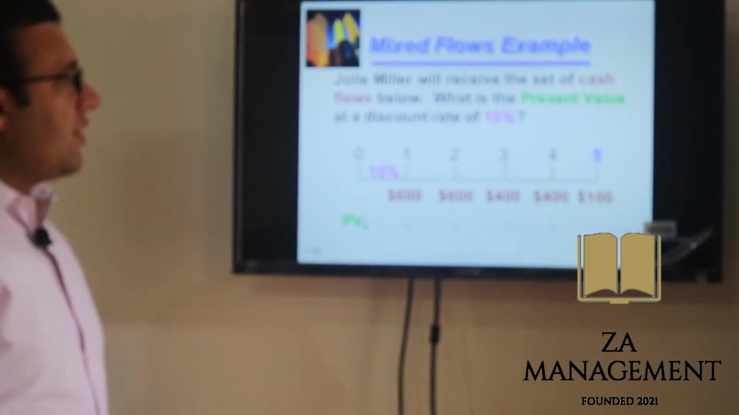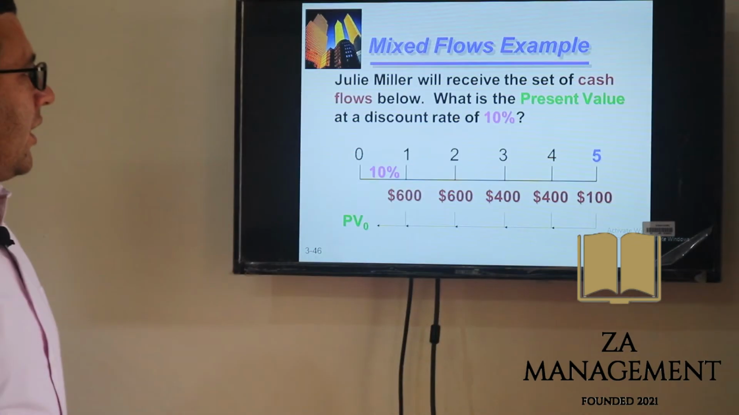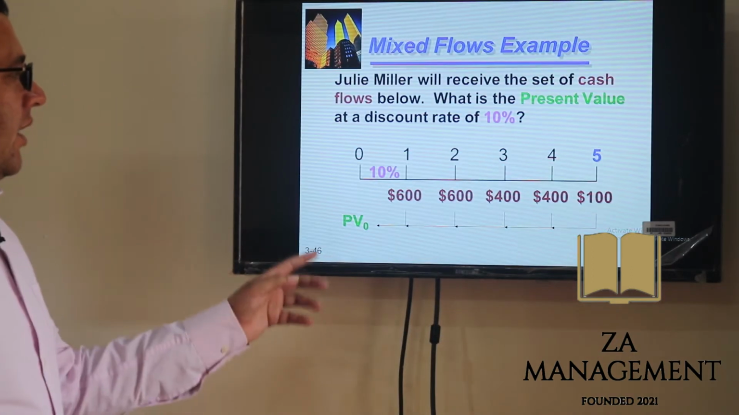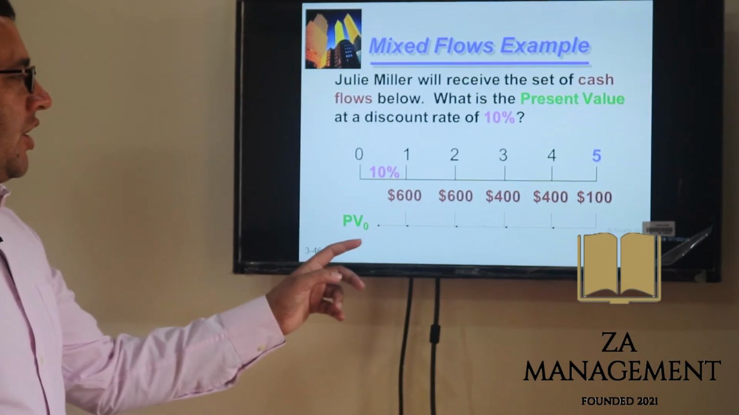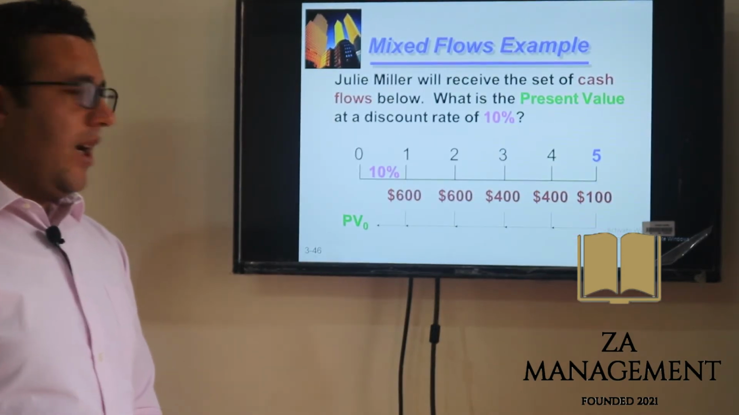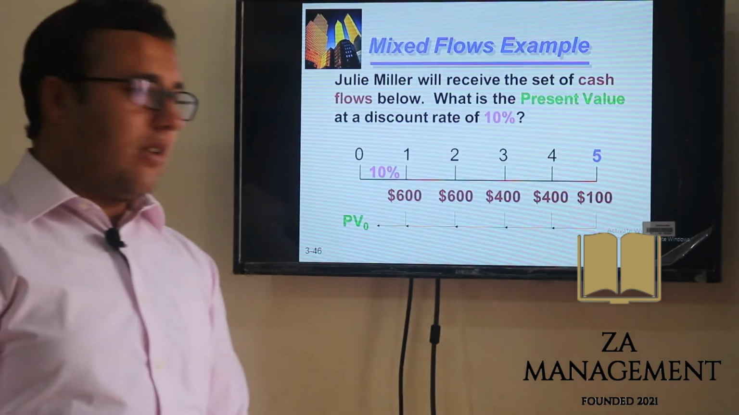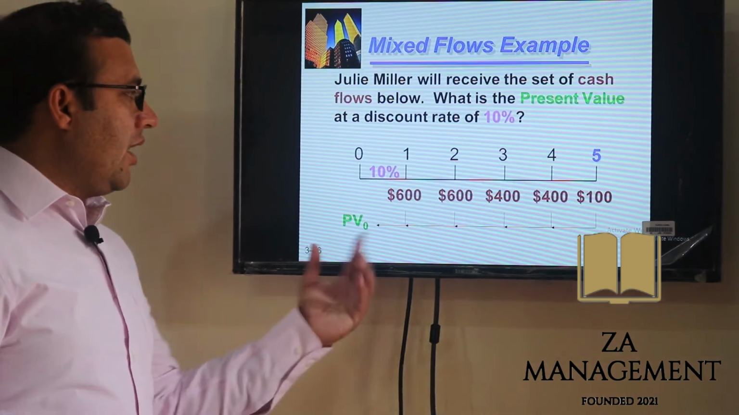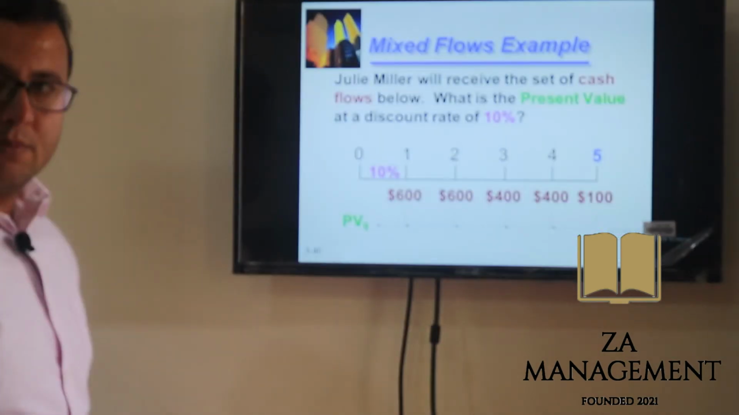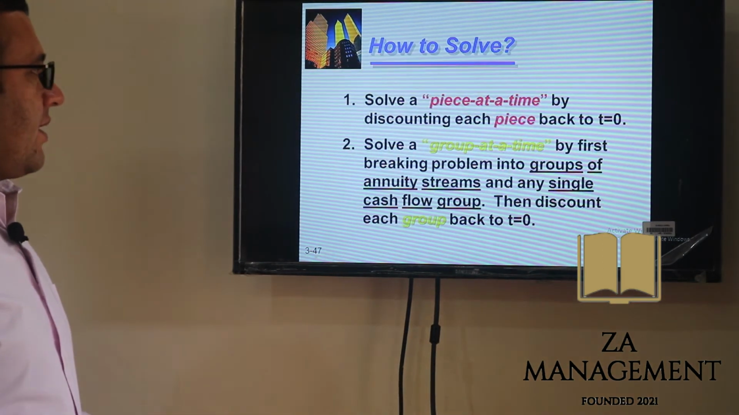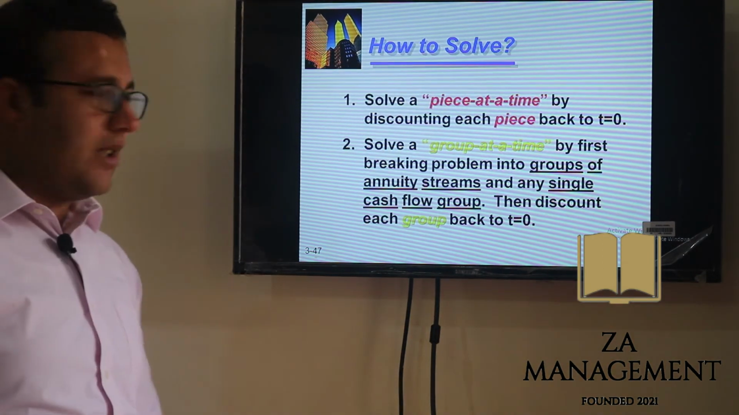Here we have a mixed problem. Julie Miller will receive the set of cash flows below. What is the present value at a given discount rate? Here we have this timeline. She is receiving $600 at the end of periods 1 and 2, and she is receiving $400 in the next 3 months, at the end of each month, and you are asked to calculate its present value. So solve your problem in pieces at a time and then group these cash flows.